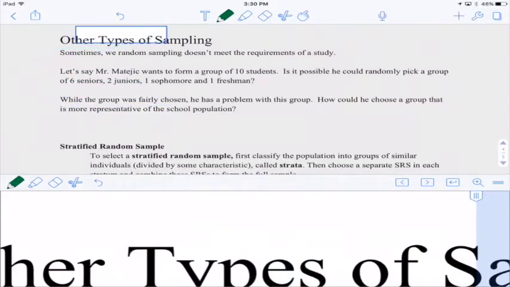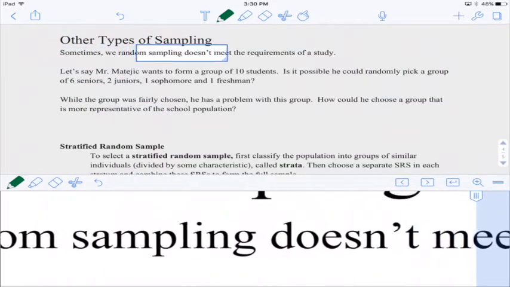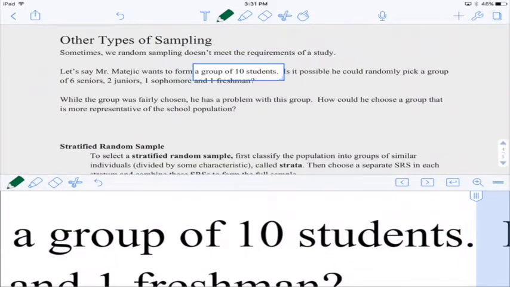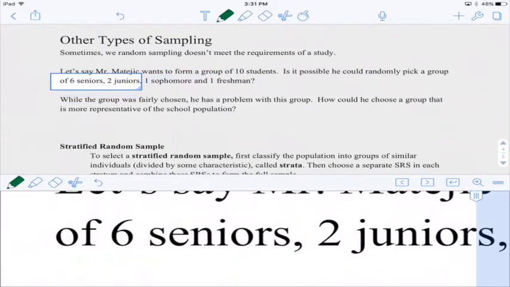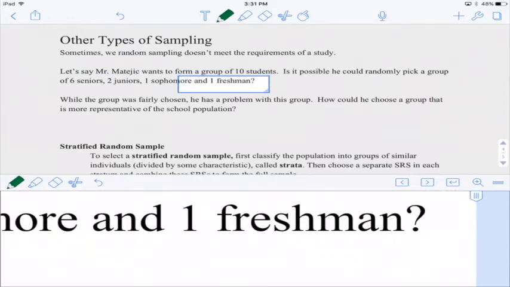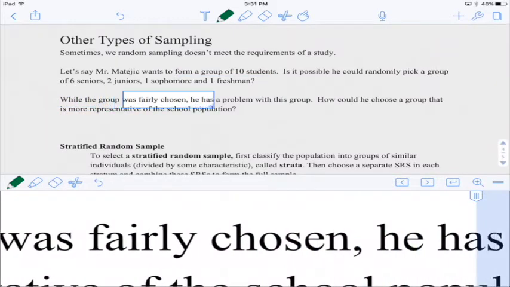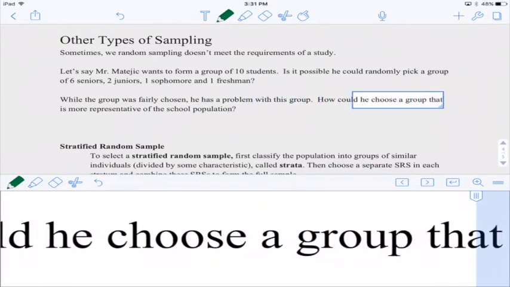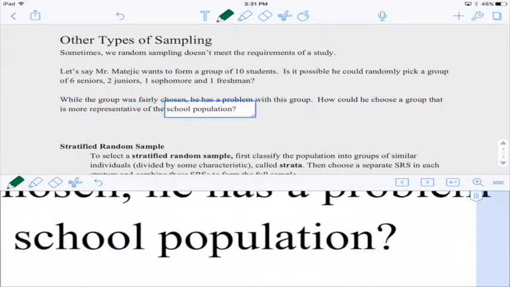Other types of sampling. So sometimes random sampling doesn't meet the requirements. Let's say Mr. Matage wants to form a group of 10 students. Is it possible that he could randomly pick a group of 6 seniors and 2 juniors, 1 sophomore and 1 freshman? Well, yes, that's possible, but is it likely? I don't know, maybe. While the group was fairly chosen, he has a problem with this group. How could he choose a group that is more representative of the school population?